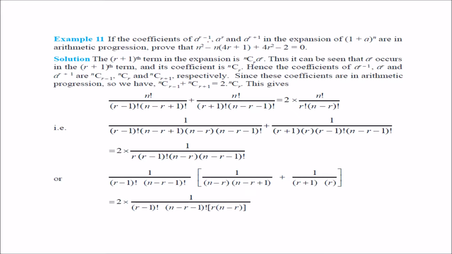Example 11: the coefficients of a to the power r minus 1, a to the power r, and a to the power r plus 1 in the expansion of (1 plus a) to the power n are in arithmetic progression. That means twice the coefficient of a to the power r is equal to the sum of the other two. The (r plus 1)th term in this expansion is nCr a to the power r, and it can be seen that a to the power r occurs in the (r plus 1)th term. So its coefficient is nCr.